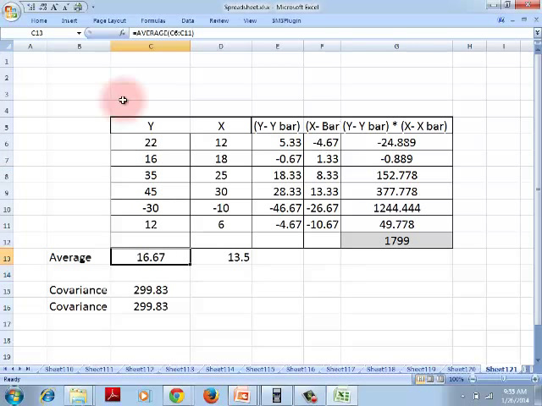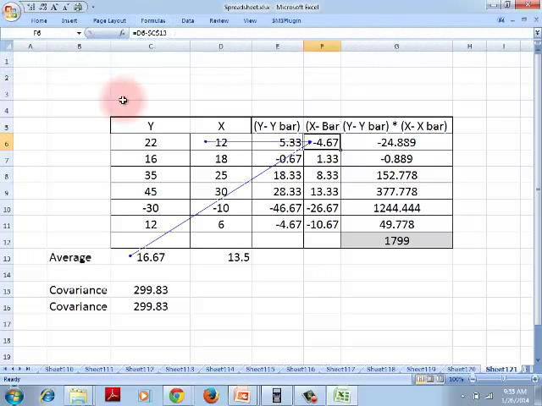How many of you got the means as 16.67 and 13.5? All of you? Perfect. Then what I've assumed is that return on stock is the Y values and return on market is the X values. That's going to be a common assumption for us. So Y minus Y bar is 22 minus 16.67, which gives us 5.33. Then again 35 minus 16.67, 12 minus 16.67. This is how we calculated Y minus Y bar.